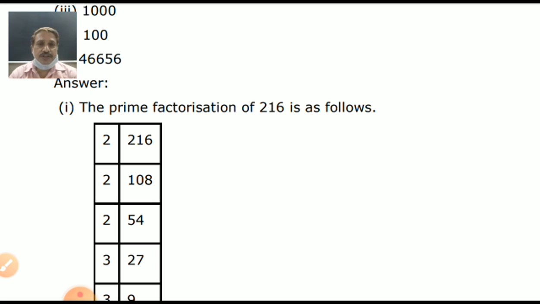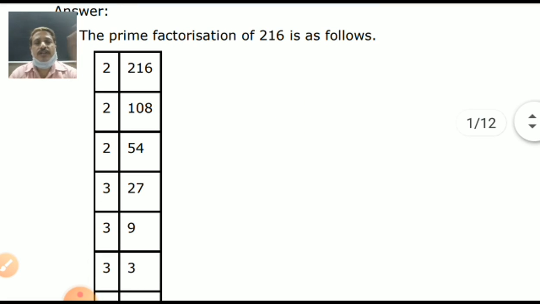So 216 is an even number. It should be divided by 2. So we divide by 2, we get 108. 108 again is an even number, divided by 2, which gives me 54. 54 also is an even number, that also is divided by 2. Now it's 27. Yes, my dear student, 27 is not an even number. It will not divide by 2. So the next prime number is 3.